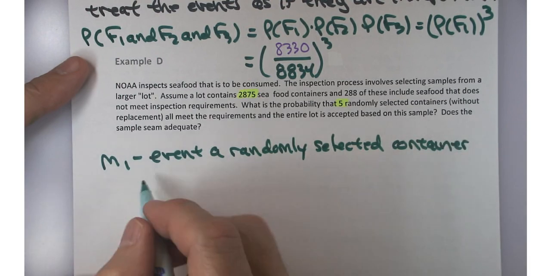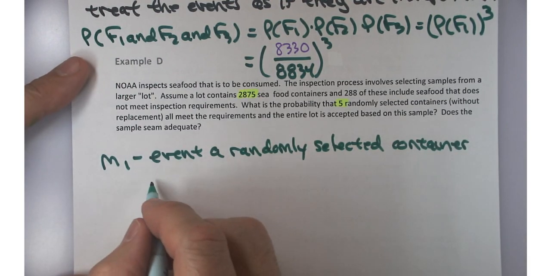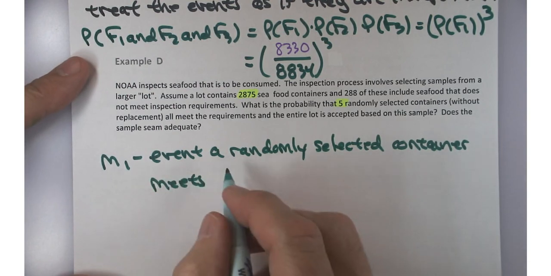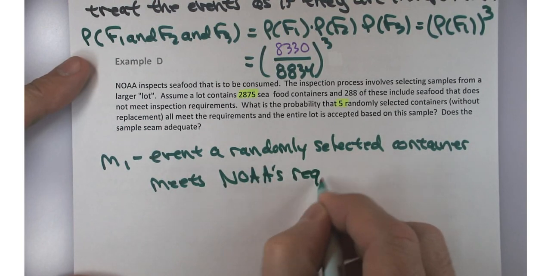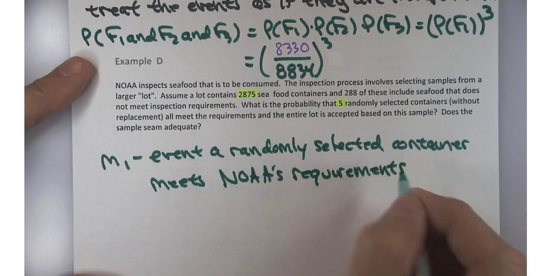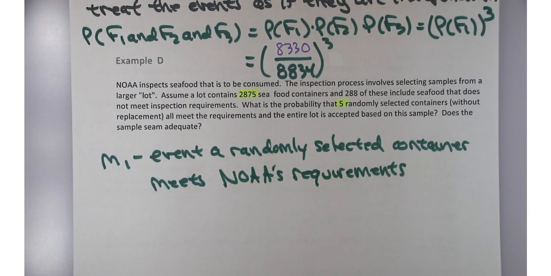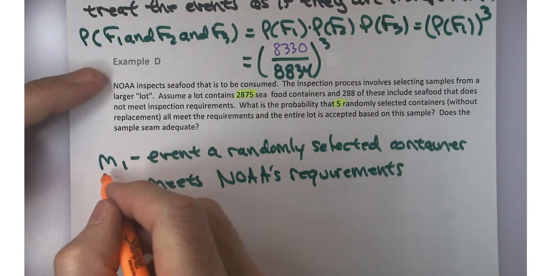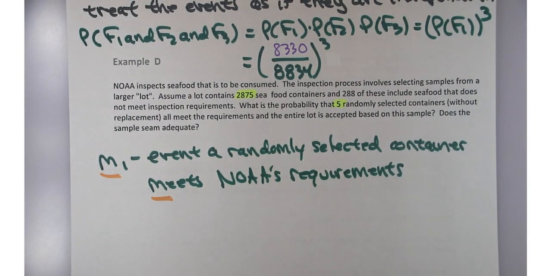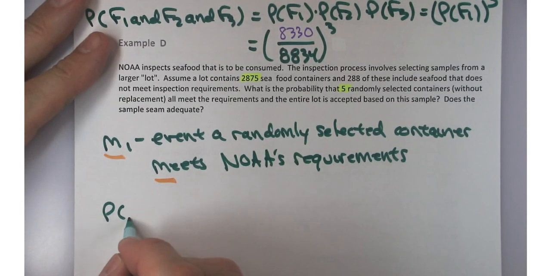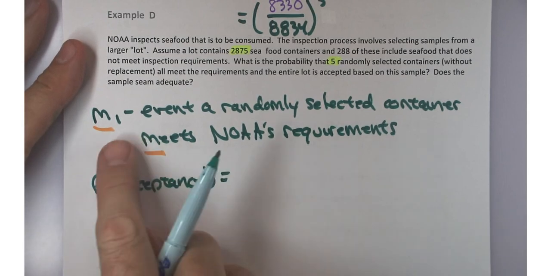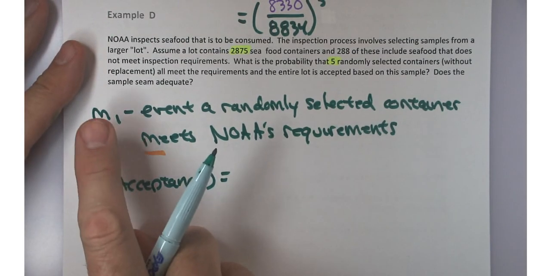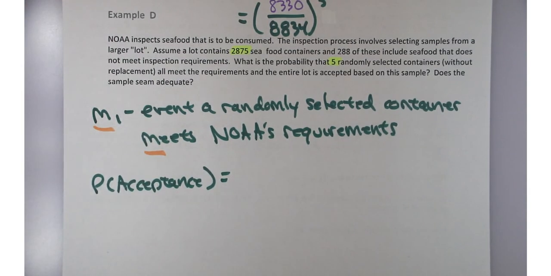So I'm going to let M1 be the event that the randomly selected container meets NOAA's requirements. I just chose to use the letter M because it's part of meets. And then we want to look at the probability of acceptance. I would suggest you try finding acceptance in terms of events M1, M2, etc.